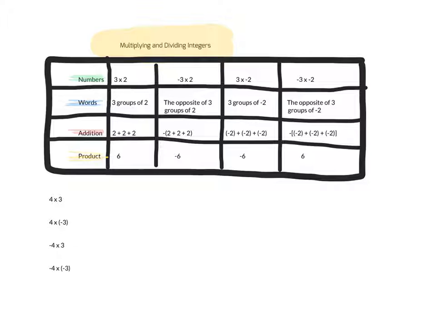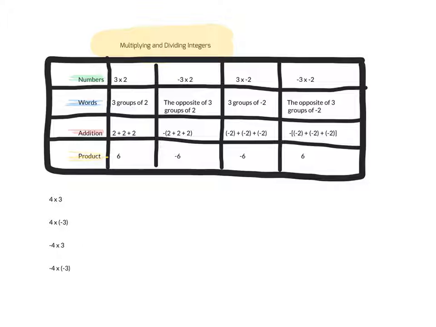And I want you to remember that when you first started to learn how to do multiplication in second grade, your teachers talked about it as repeated addition. So if you look at the first column, 3 times 2, you learned that that was 3 groups of 2 objects. And repeated addition was just 2 plus 2 plus 2, and that gave you 6.